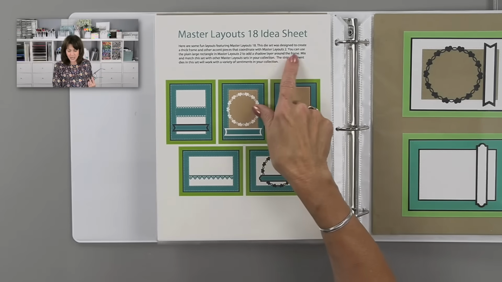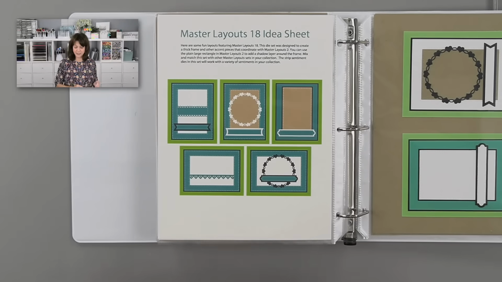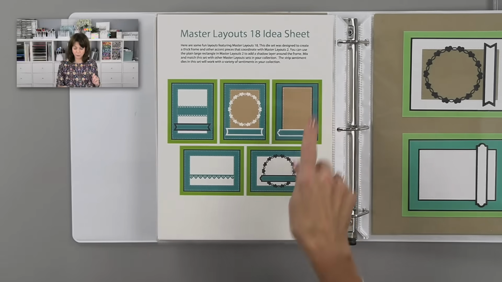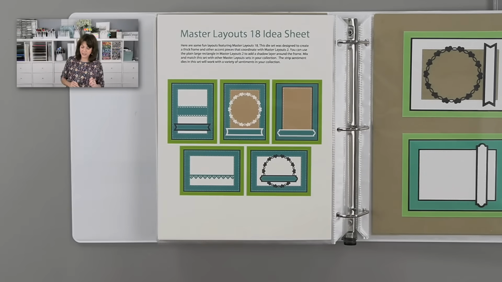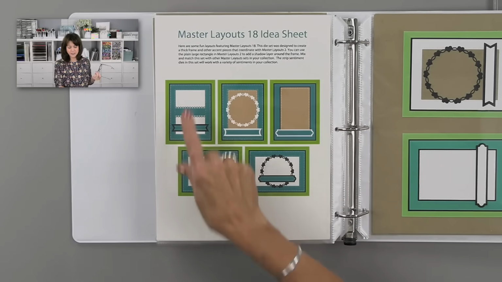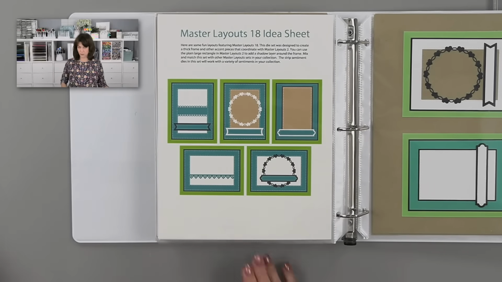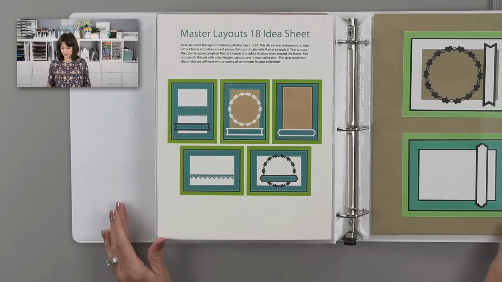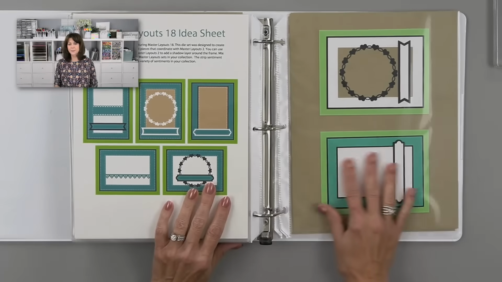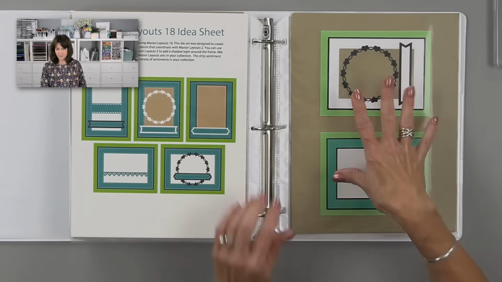And then you can use the plain large rectangle in Master Layouts 2 to add a shadow layer around the frame. Mix and match this set with other Master Layout sets in your collection, and the strip sentiment dies in this set work with a variety of sentiments you have in your collection, which is so true. They work so nicely.